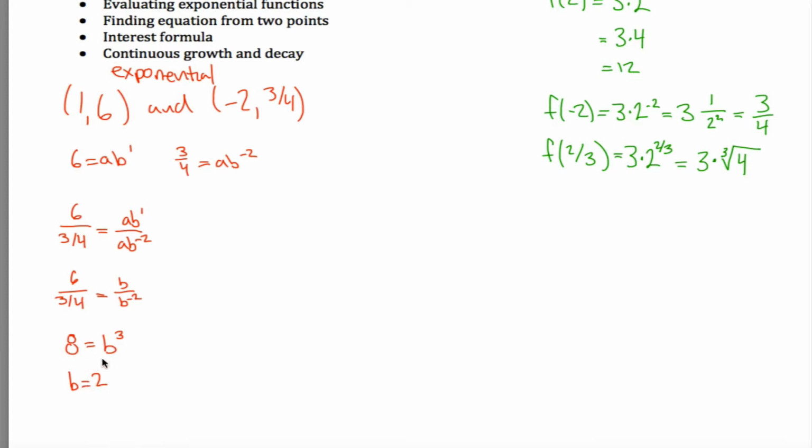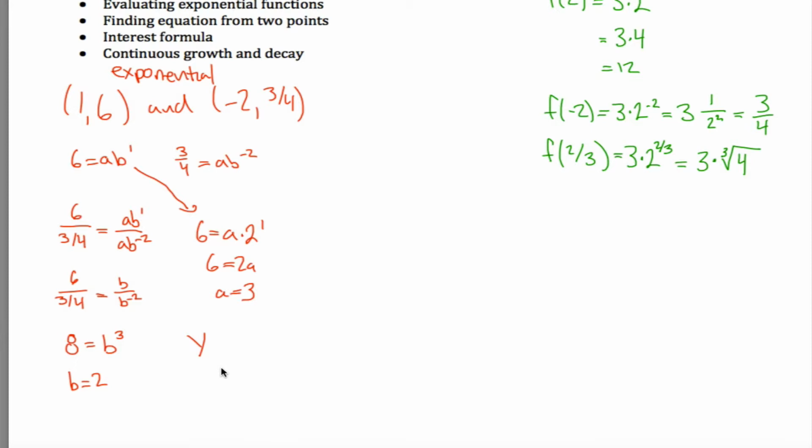And if you know that b is equal to 2, you choose one of these two equations, whichever one you think is easier. I'm going to choose this guy. And you change all the b's into 2's. Okay, 6 equals a times 2 to the first power. So 6 equals 2a. Doesn't a just equal 3? Sure does. So now you have your function.